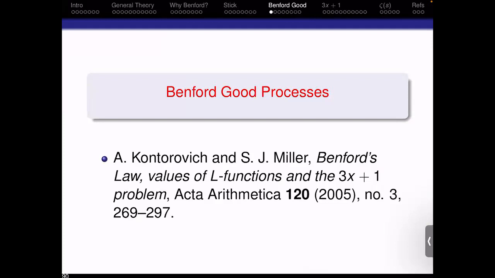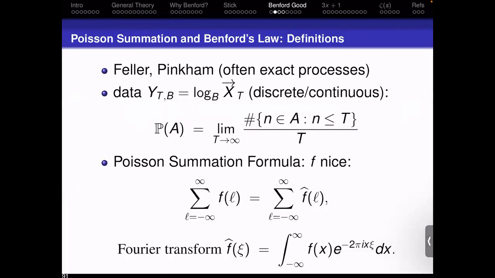And so a lot of processes are expected to follow Benfordness. And so let me talk a little bit about a general framework that can prove a lot of these processes are Benford. So let's imagine we have something x that we care about. We've discussed that we want to look at its logarithm mod 1. That's going to be the easy thing to study.